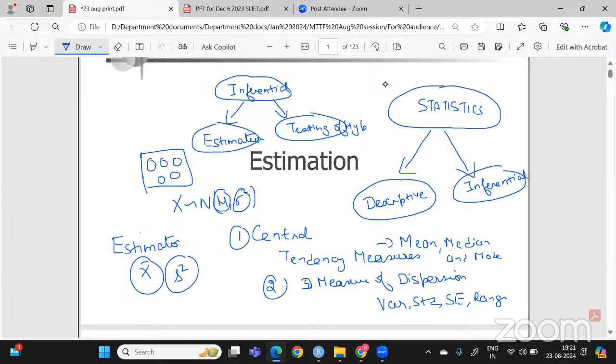The first property is called unbiasedness. Unbiasedness means that on average, our function of the sample observations must be equivalent to, or must follow, the population parameter. For example, I want to give one example here.